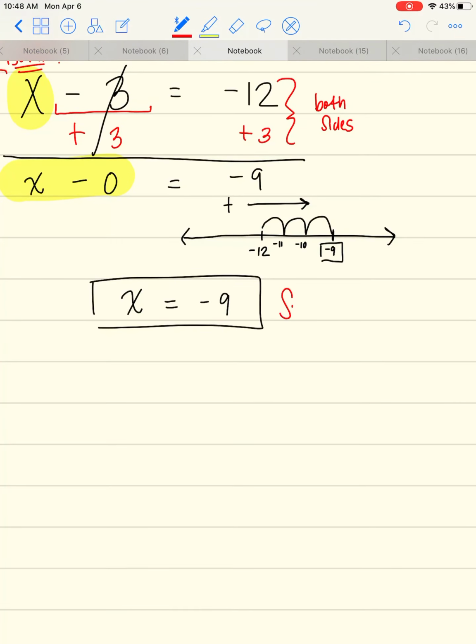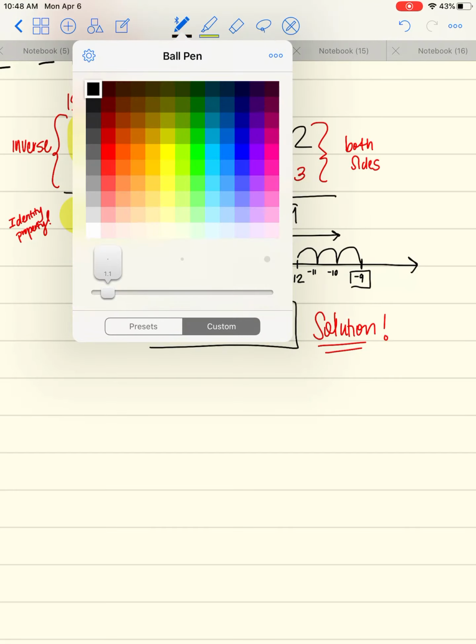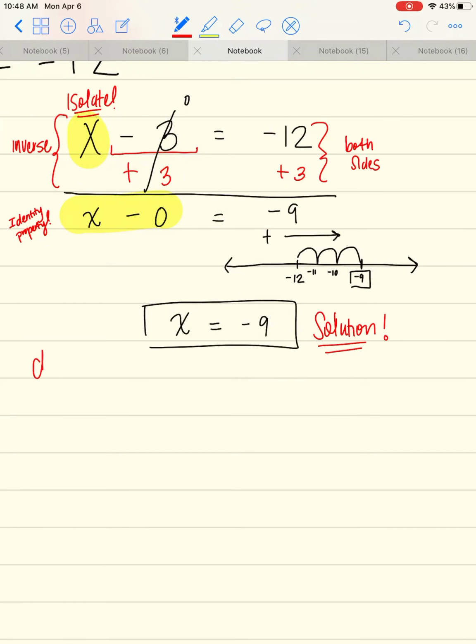And finally, we are left with our solution. Remember, there's only one. As we had initially stated, but we had not proved it yet, and now we just did. So the final step is to now, you guessed it, let's check it. Rewrite your equation. X minus 3 equals negative 12. In place of x, what are we going to put? We're going to put negative 9 because that was the solution. We're going to substitute it.